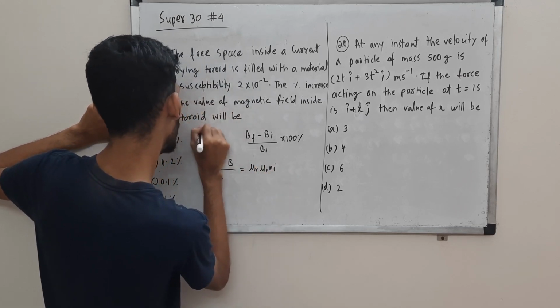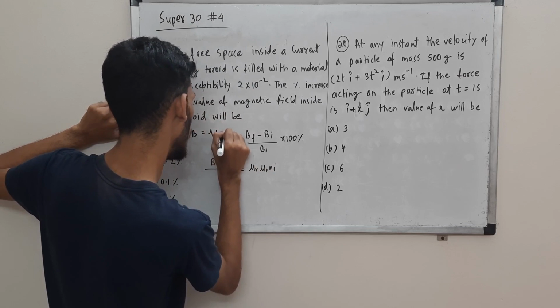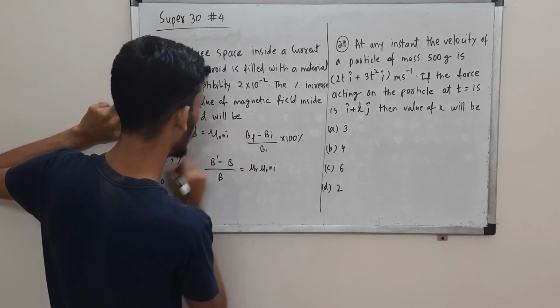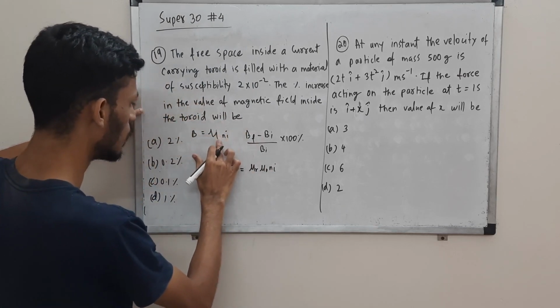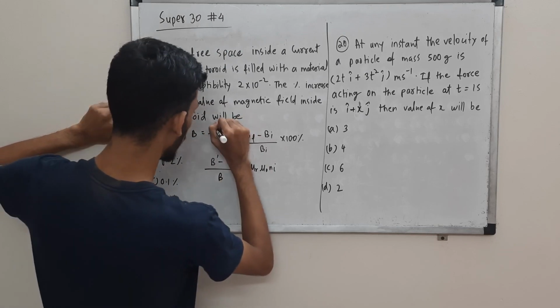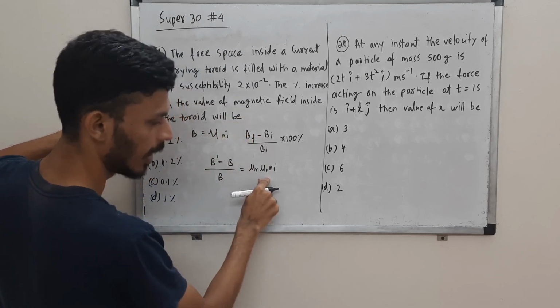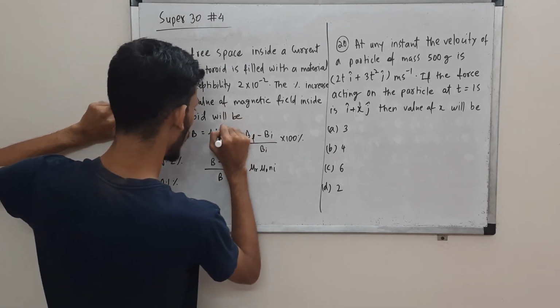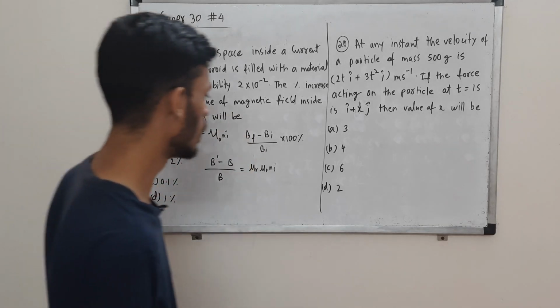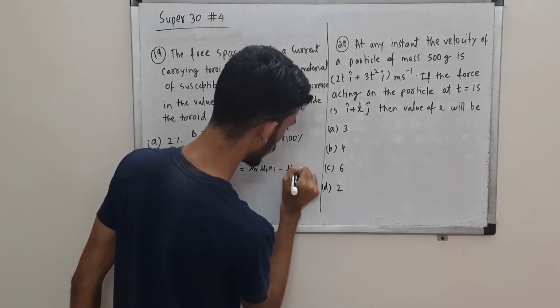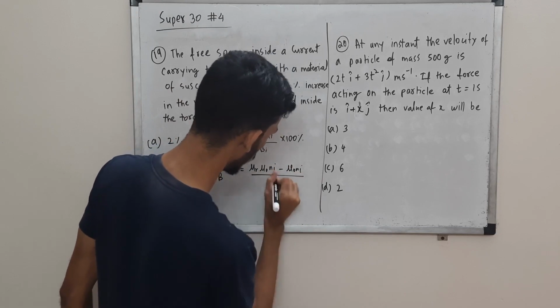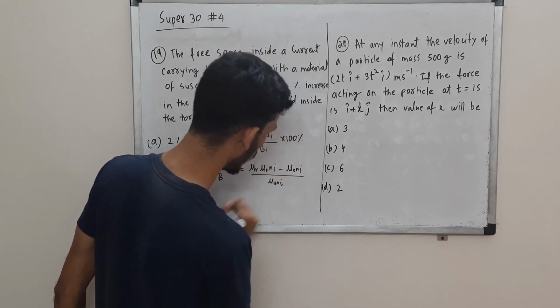Because the field of a toroid is mu naught Ni initially, right? When you don't have any dielectric, it is mu naught Ni, and if you plug in a dielectric, it becomes mu r times mu naught, okay? And if you don't have a material, it's basically mu naught Ni. So initially it was mu naught Ni without the material, okay?